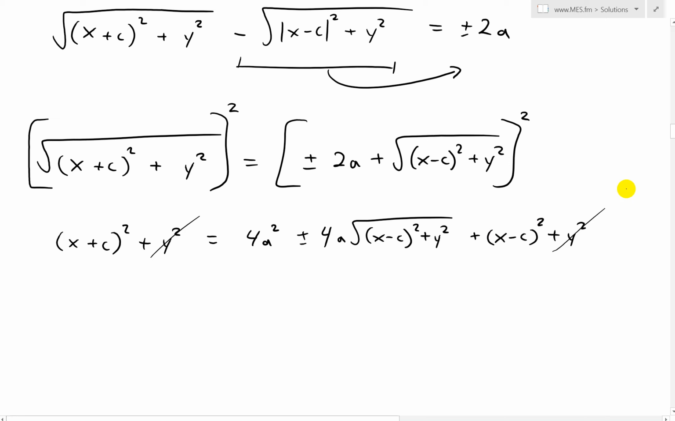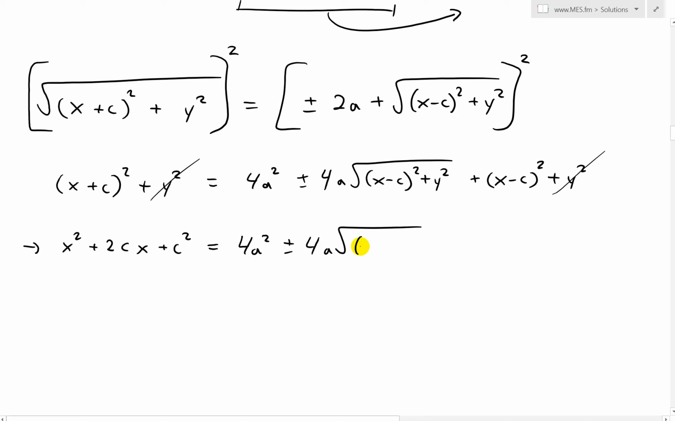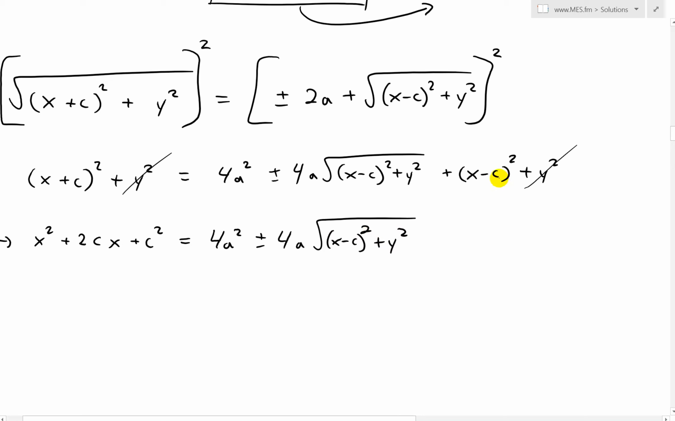Those can cancel, so we can cancel those out, and now the next one we can just expand this. So over here, x times x is x squared, x times c is plus cx, and then c times x, that's another cx, so let's add a 2, we're going to add them up. And then c times itself, c squared, like that. And now this equals 4a squared plus or minus 4a times the square root of x minus c squared plus y squared, like that. And then likewise here we can expand that.